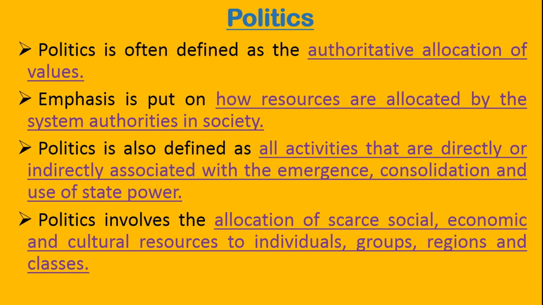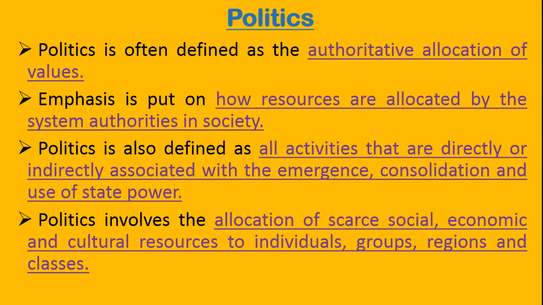In a representative democracy, when citizens elect representatives to make laws for them, politics is the system where one group or another gets to determine how society will operate and can force or compel adherence to their set of preferred values through laws, sanctions, and rewards. It puts emphasis on how resources are allocated by the system authorities within society.